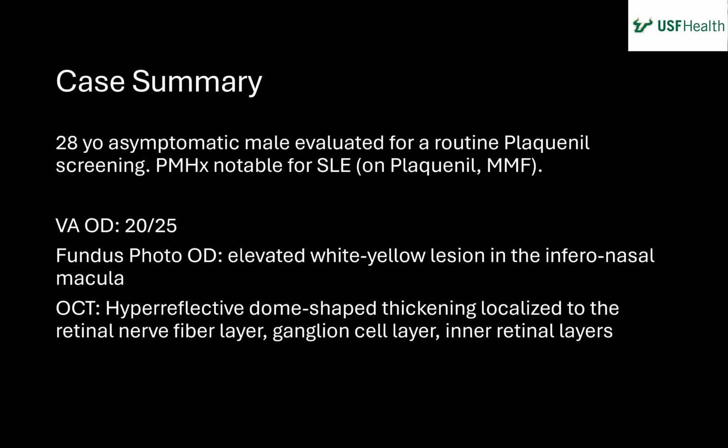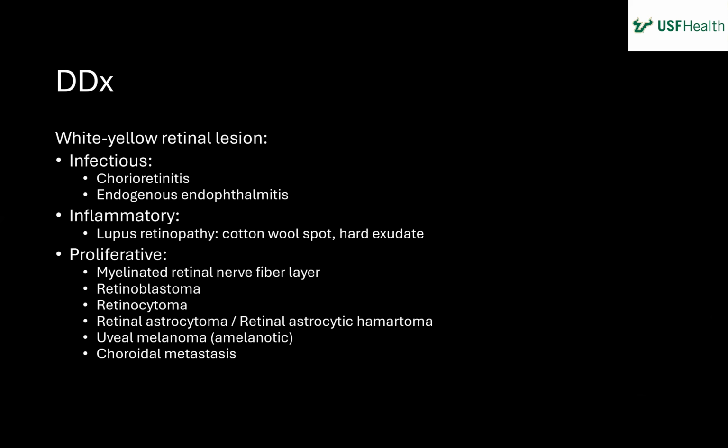Okay, so the differential for white, yellow, or even fleshy retinal lesions: infectious, could be a chorioretinitis, but we didn't really see any vitreous cell here, and he's asymptomatic, healthy, showing up in an outpatient setting. Endogenous endophthalmitis, inflammatory, lupus retinopathy, cotton wool spots, typically in the RNFL, but those would have more of a fluffy border, hard exudates.